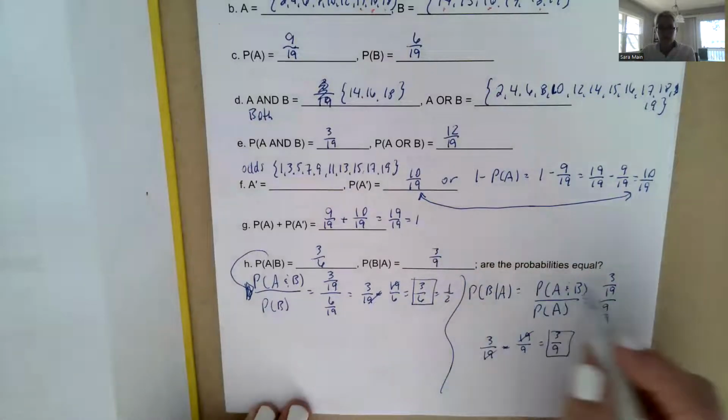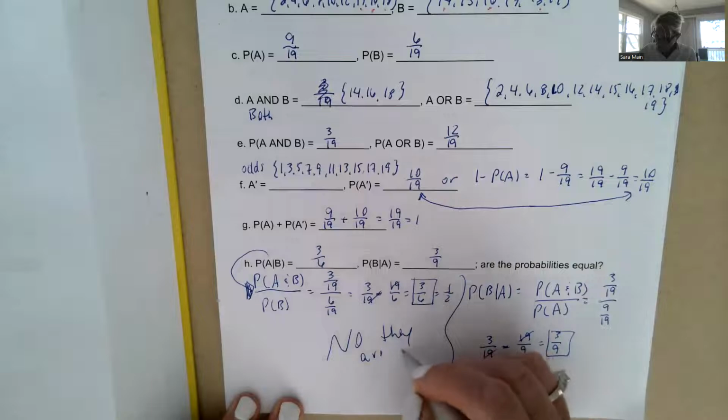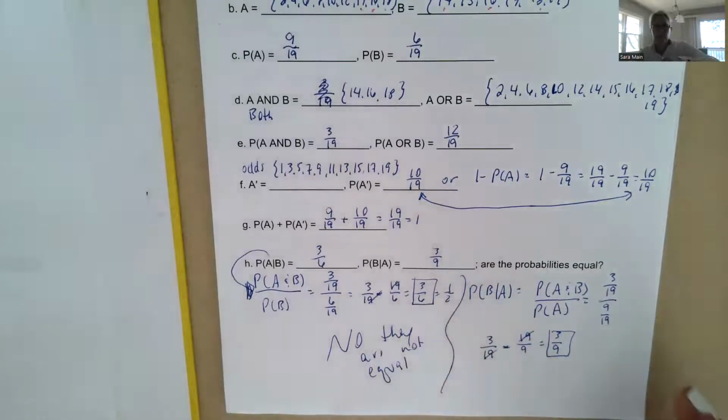And so the answer: are the probabilities equal? No, they are not equal. Not even close.